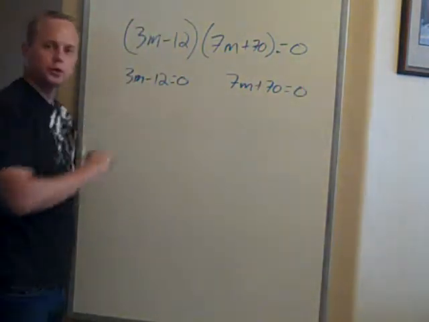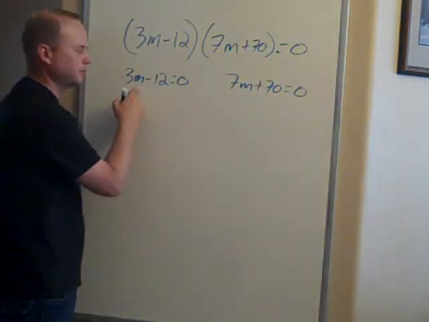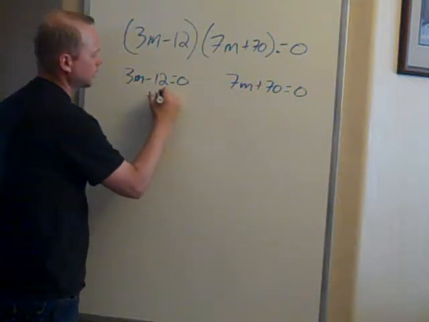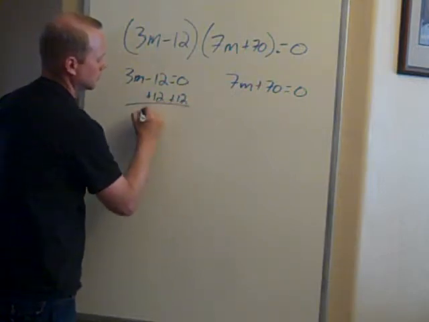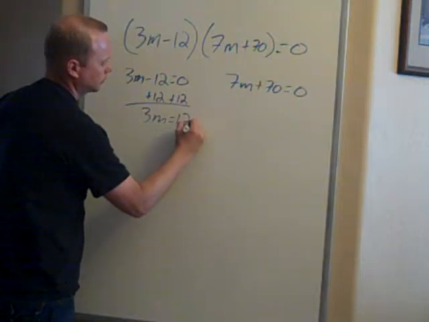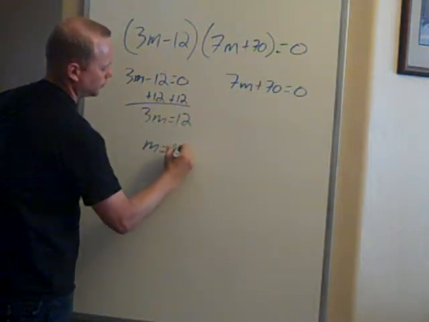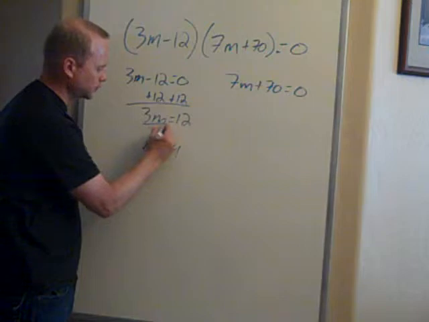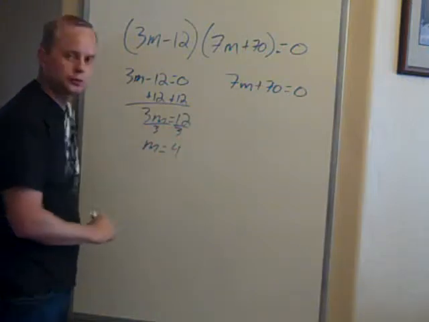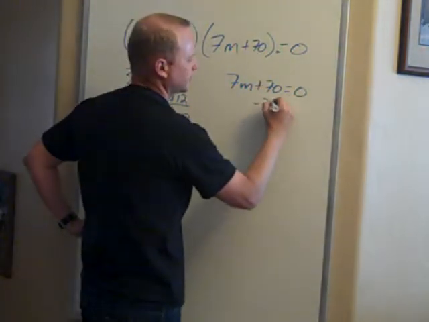Okay, I solve it just like a normal equation here. I've got to isolate my variable, so I get my constant on either side. 3m equals 12, so m equals 4. Okay, I'm going to divide both sides by 3. M equals 4. On this one, I subtract 70.